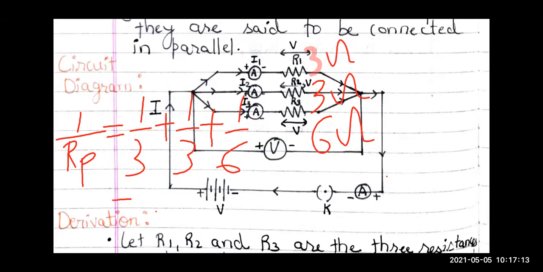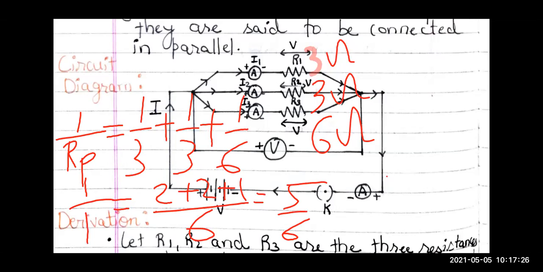So, if we take LCM and then add, LCM will be 6. Here you are multiplying by 2, 2 and 1. So your answer is 5 by 6. 5 by 6 is what? 5 by 6 is 1 upon Rp.